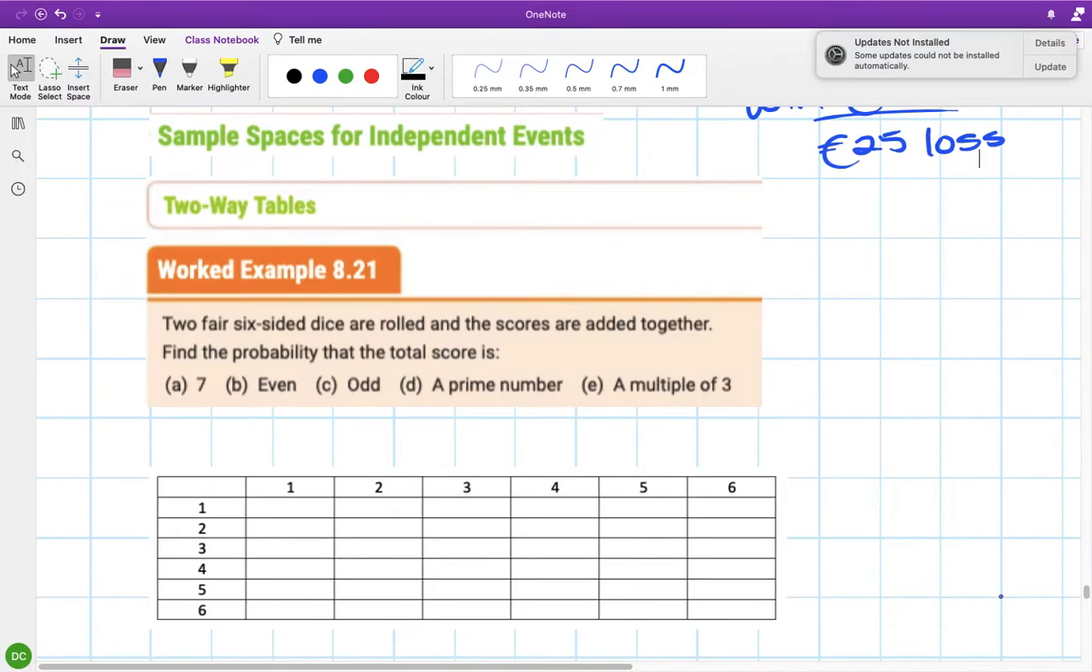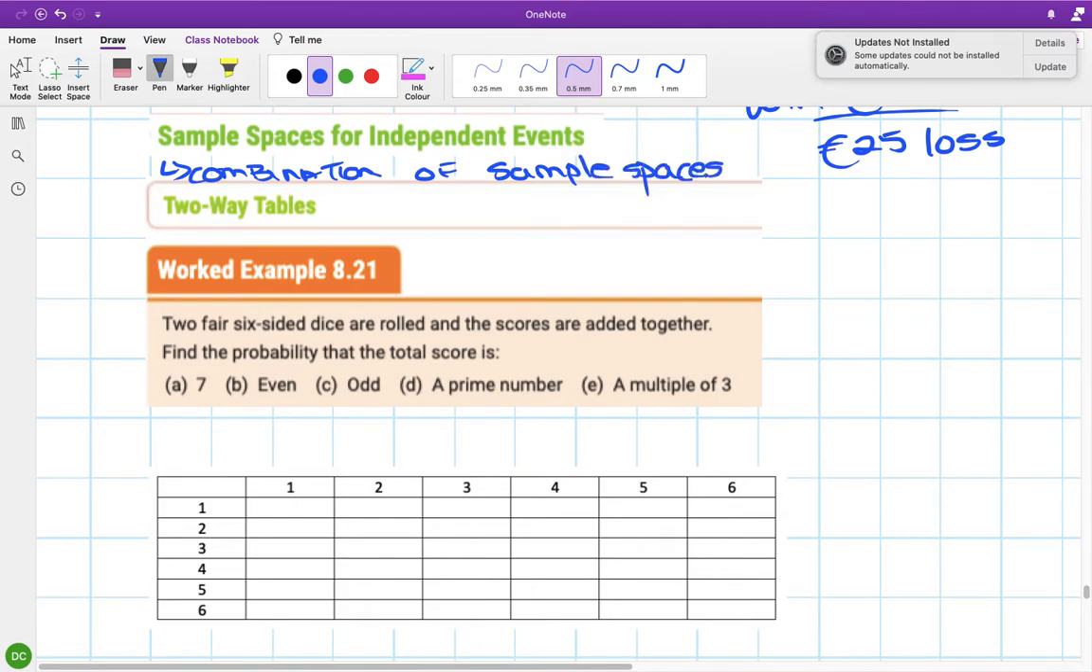Okay, so the last thing in this chapter, and we're finished the chapter after this, is sample spaces for independent events. I told you when we finished up with two-way tables and tree diagrams and all that, that I was going to come back to them. This is me coming back to them, okay? So essentially what this whole section is, it's a combination of sample spaces.